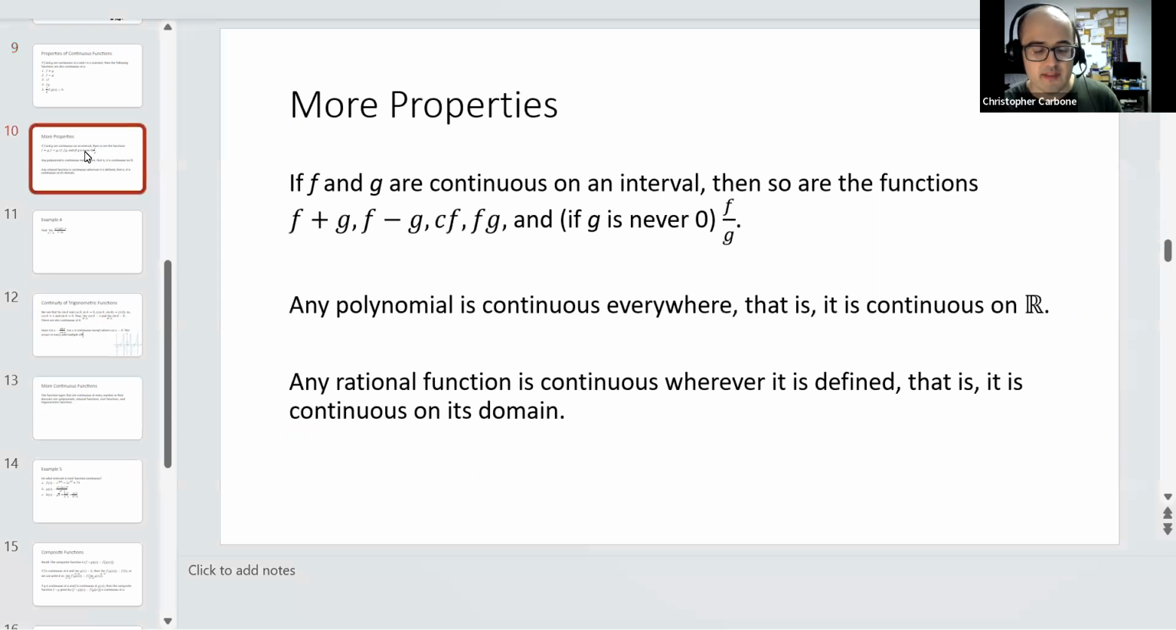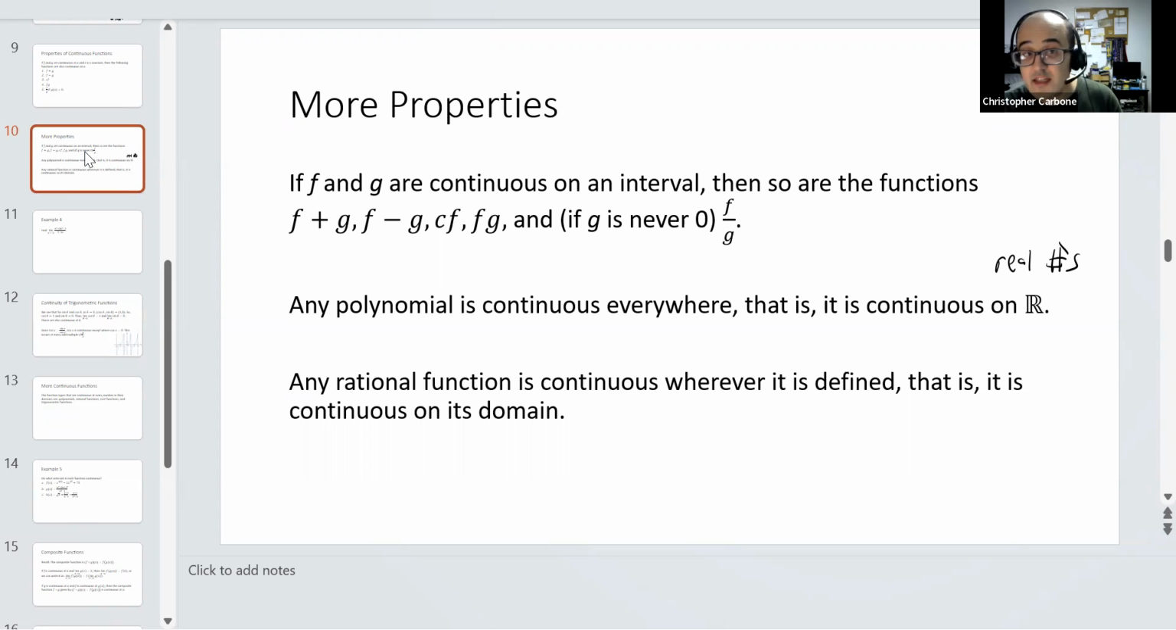And a couple more properties. If f and g are continuous on an interval, then so are the functions f plus g, f minus g, c times f, f times g, and, as long as g is never 0, f divided by g. Any polynomial, as we said before, is continuous everywhere, so it is continuous on the real numbers. And any rational function is continuous wherever it is defined.